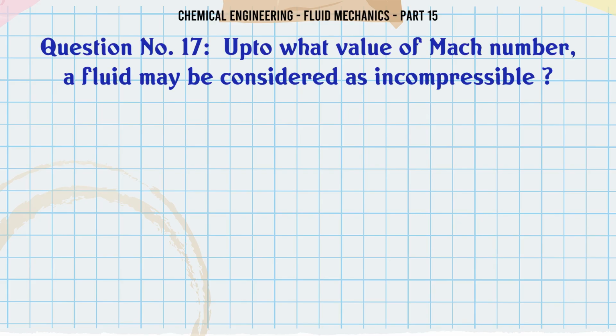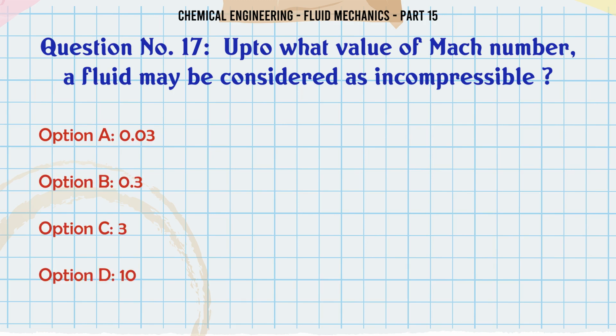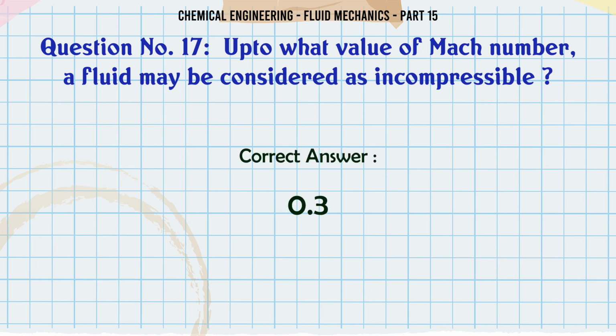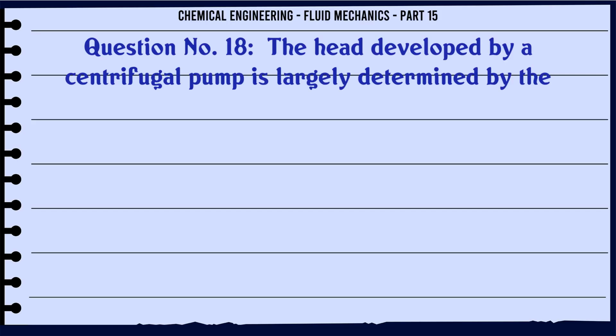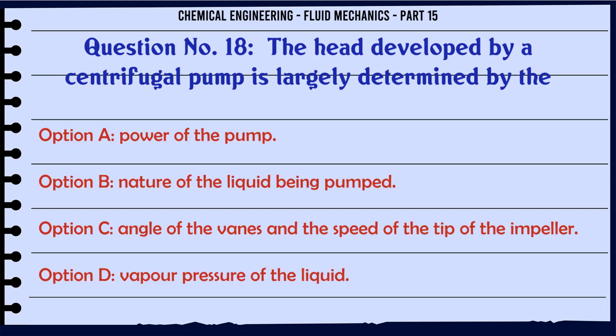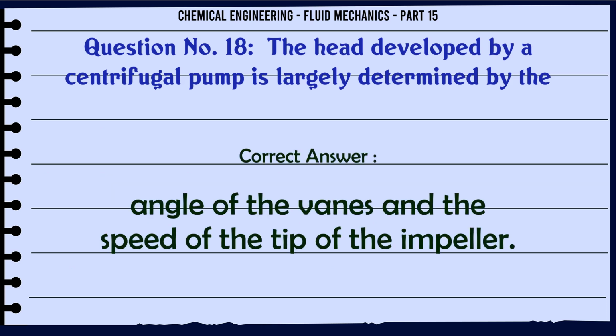Up to what value of Mach number may a fluid be considered as incompressible? A, 0.03; B, 0.3; C, 3; D, 10. The correct answer is 0.3. The head developed by a centrifugal pump is largely determined by the: A, power of the pump; B, nature of the liquid being pumped; C, angle of the vanes and the speed of the tip of the impeller; D, vapor pressure of the liquid. The correct answer is angle of the vanes and the speed of the tip of the impeller.